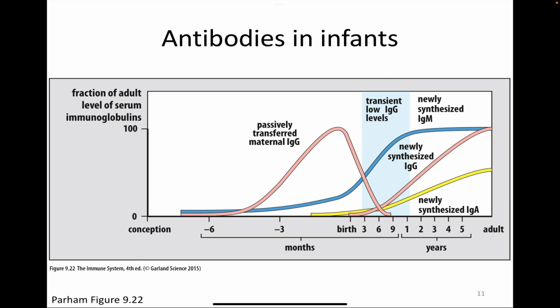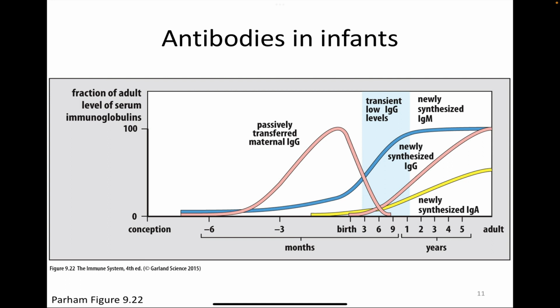If we look at babies both before birth and then afterwards, you can see birth is here. We've got all the way out to -9 months. So this is before birth, and then we've got months and then years as an adult. You can see at birth there's some newly synthesized IgM. There's not a lot of IgG or IgA being made until a little bit later. You can see in some cases out to like a year.